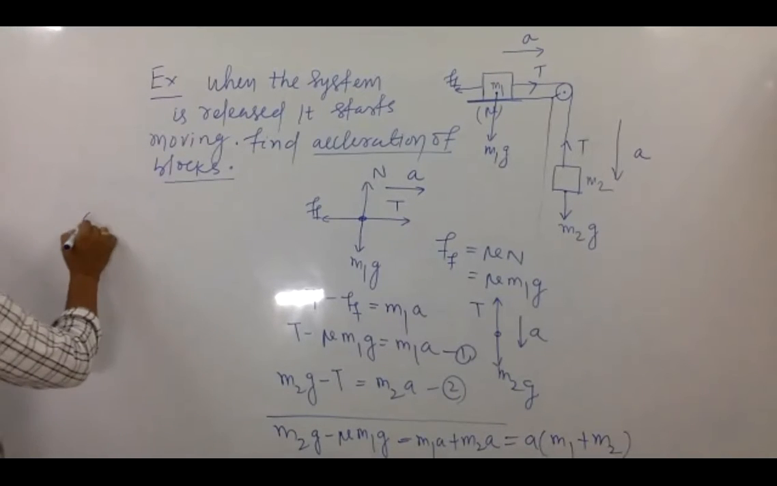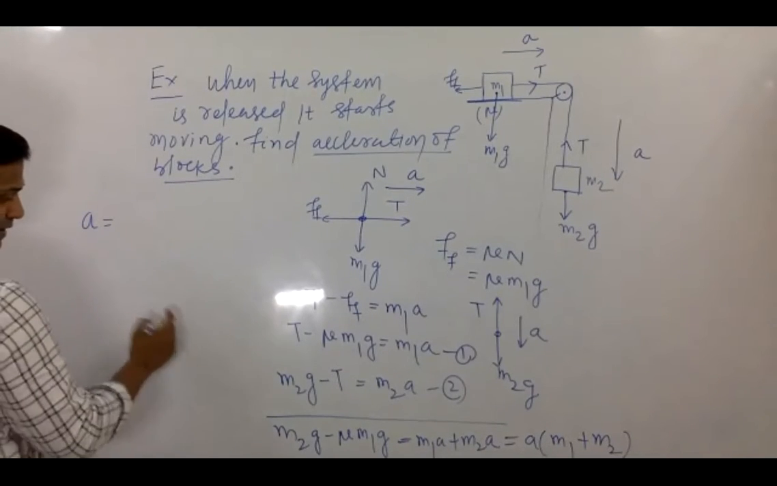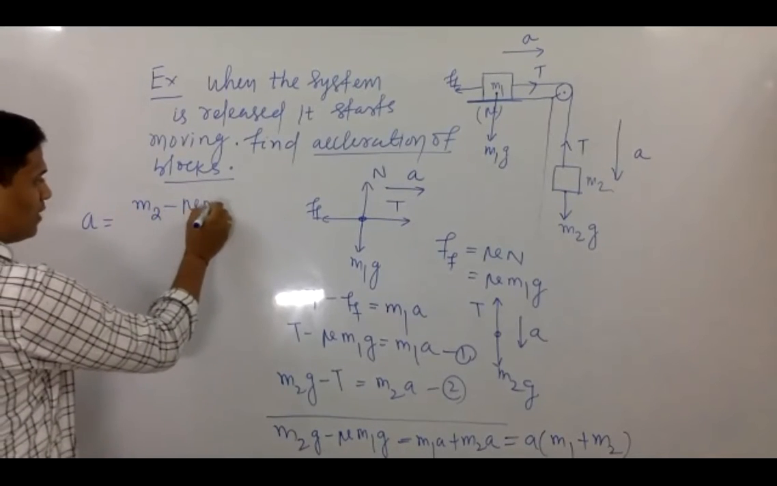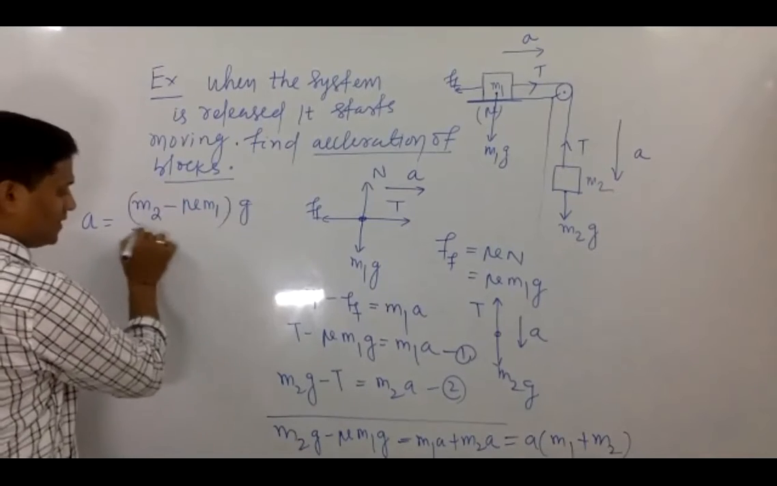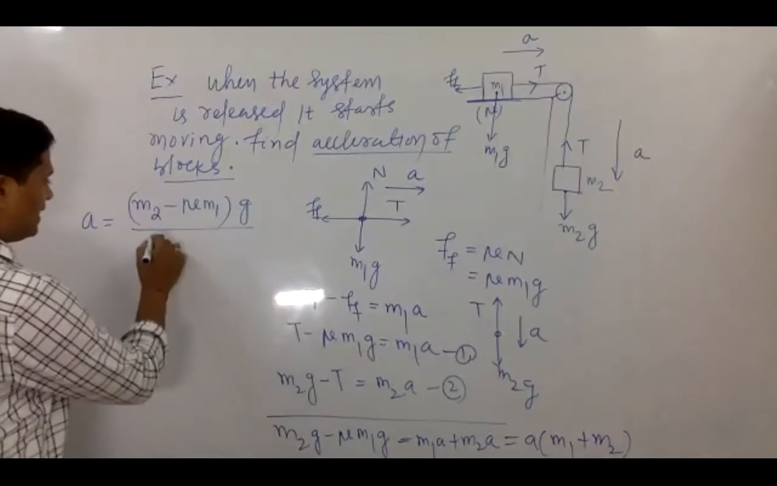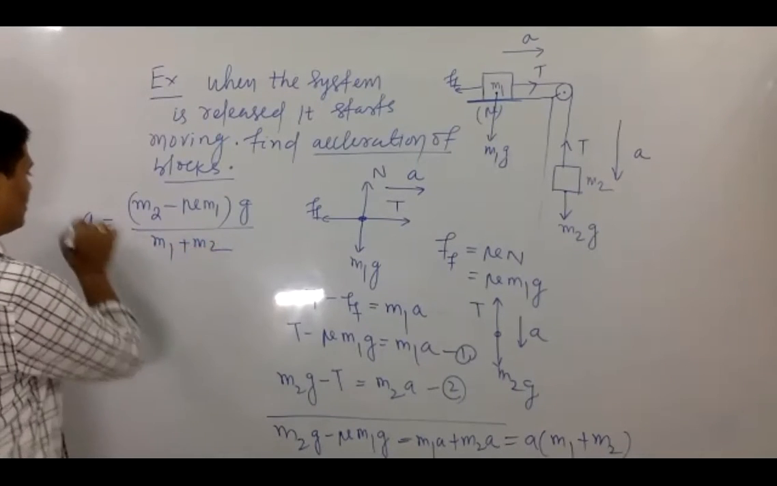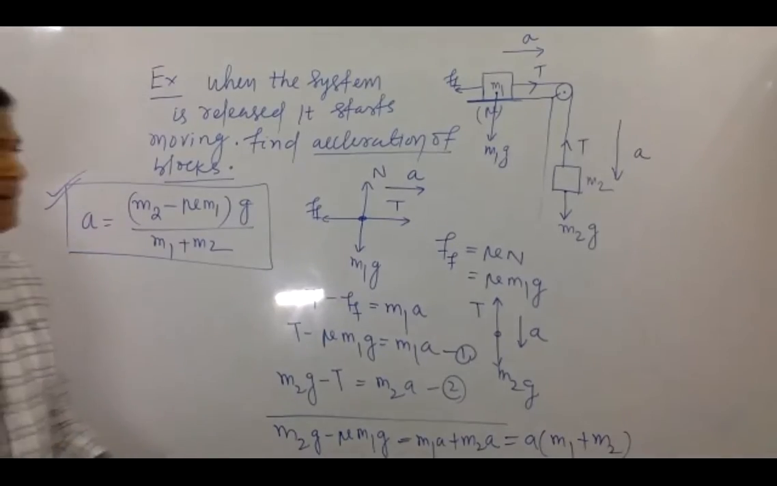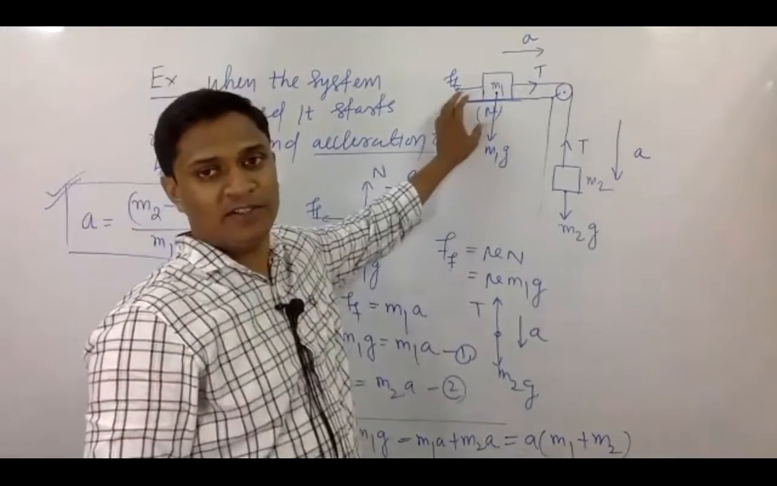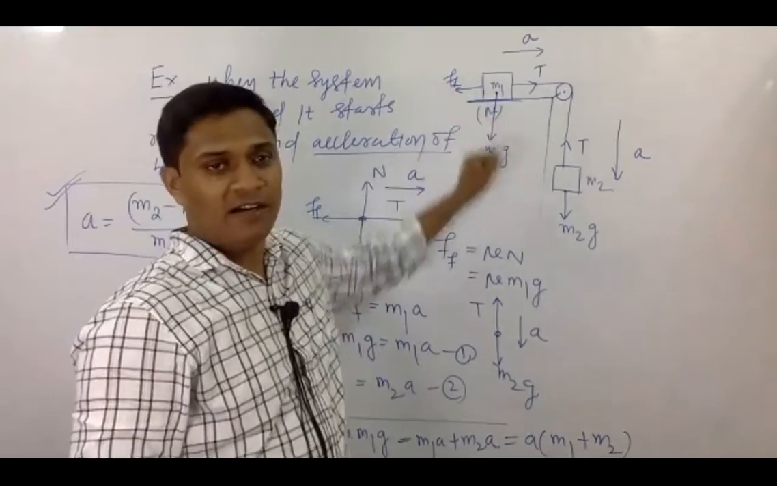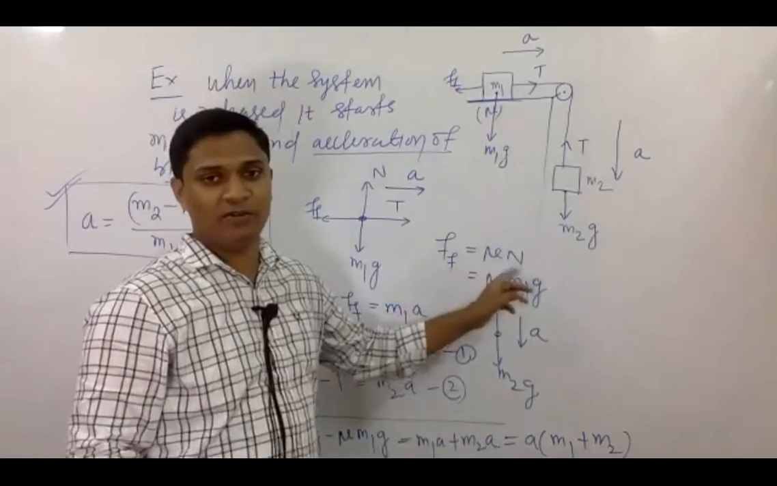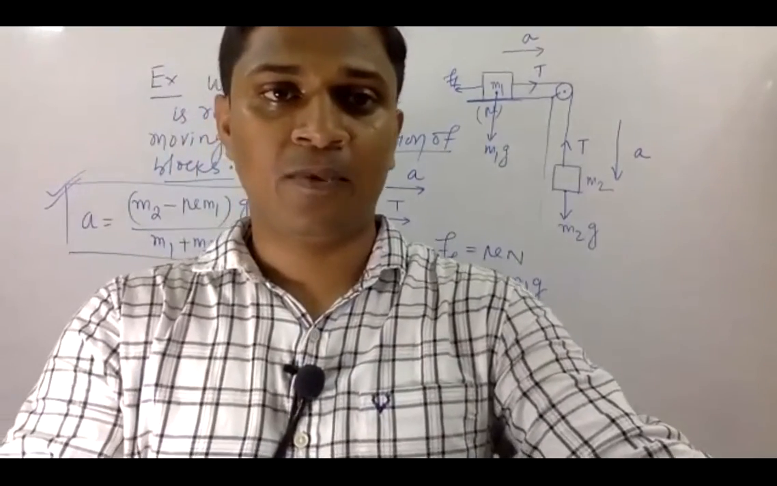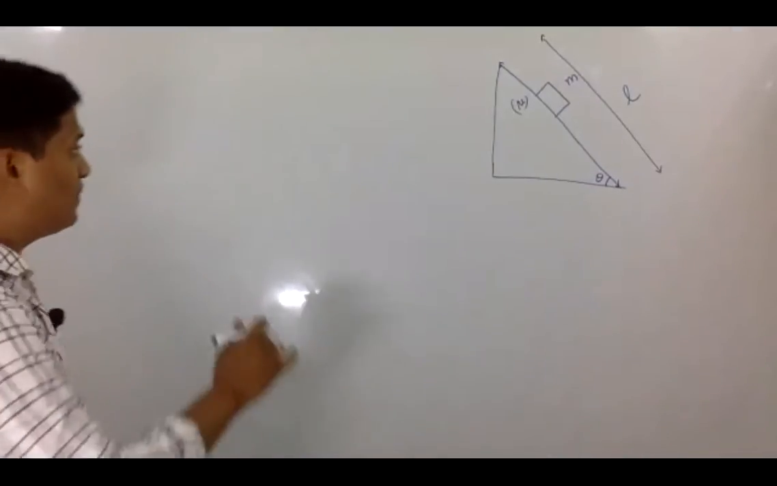To find a, taking g common, the acceleration is m2 minus mu m1, whole into g, divided by m1 plus m2. So this is the acceleration. We have already solved this type of question in Newton's laws of motion, but here we have considered that the surface is not frictionless, there is some friction, and as we learned last class, friction is equal to mu into N. Just ask me the doubt in whichever part you have. Another example here.